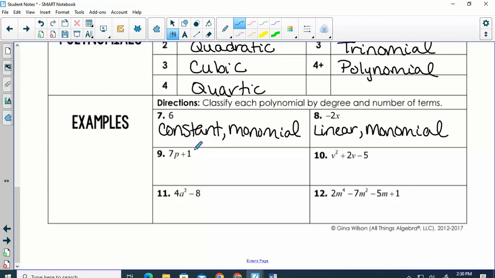Plus 1. How many terms? Terms are separated by addition and subtraction. So how many pieces do we have? 2, so it's a binomial. What's my highest power on my variable? There is no exponent, right? It's just a first, so it would be linear. So this is a linear binomial.